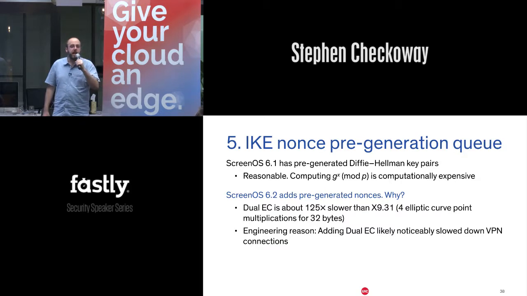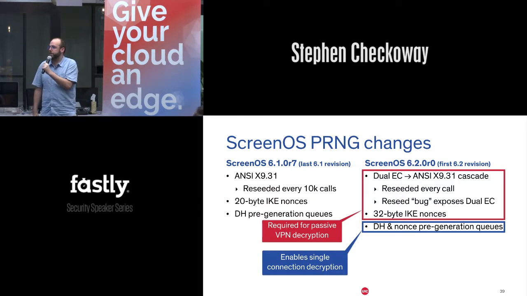So if we look at these in aggregate, what we see is that these first 4 changes were actually required for VPN decryption. Had any of them not happened, the attack would be either impossible or, in the case of the nonces, just infeasible. And the final change, the nonce pregeneration queue, enables single connection decryptions. Without that, you have to use multiple connections. OK, so what's the history? Well, in one point release, they made a whole bunch of changes that enabled passive VPN decryption.